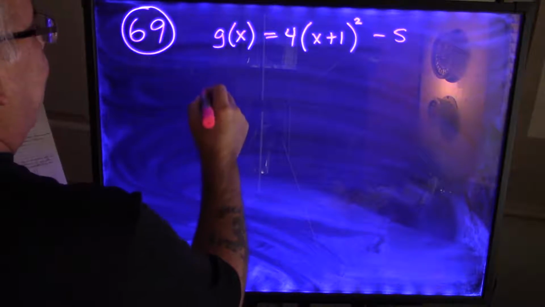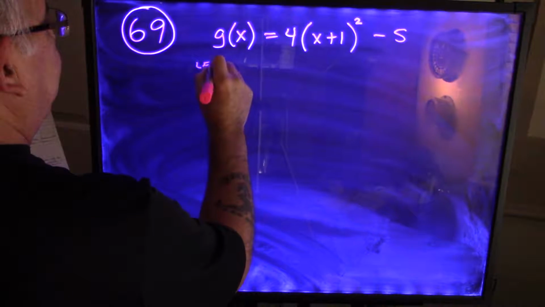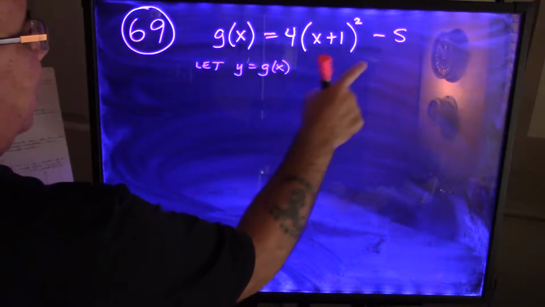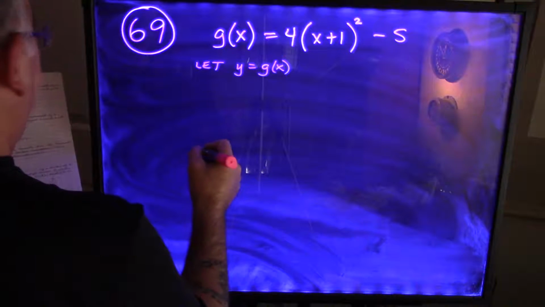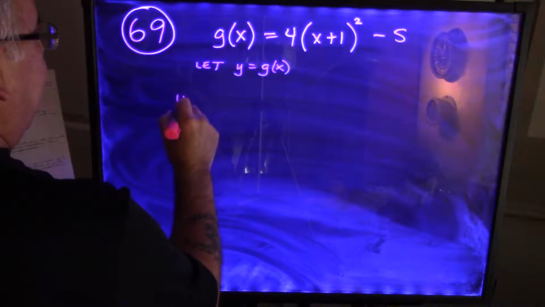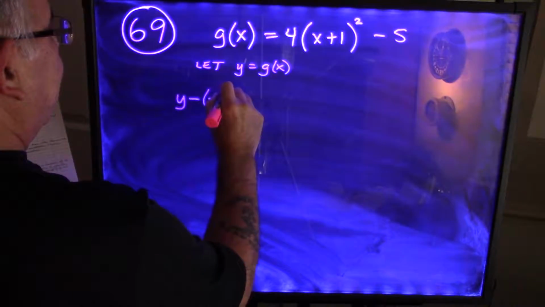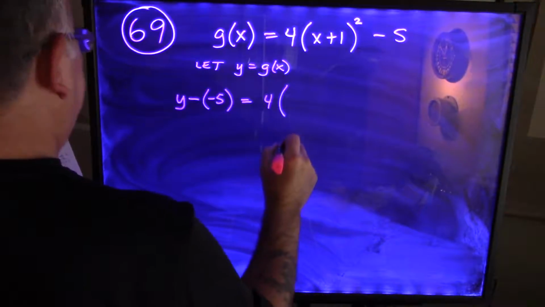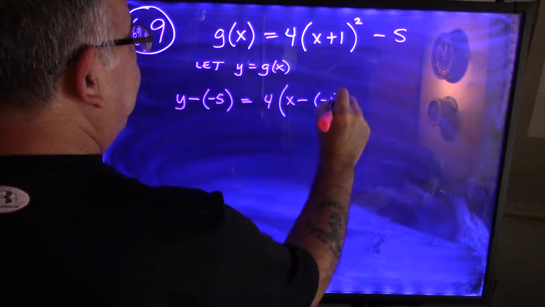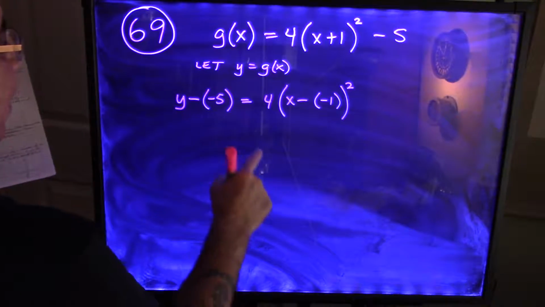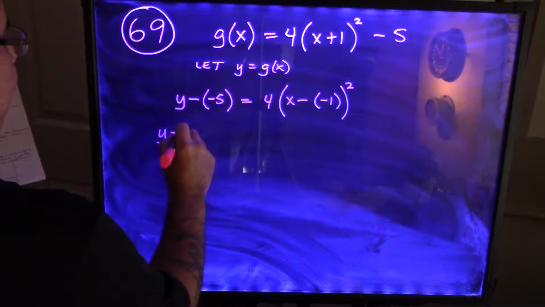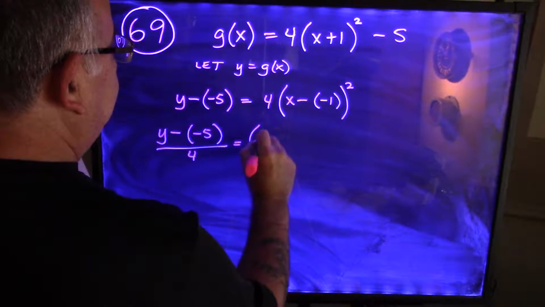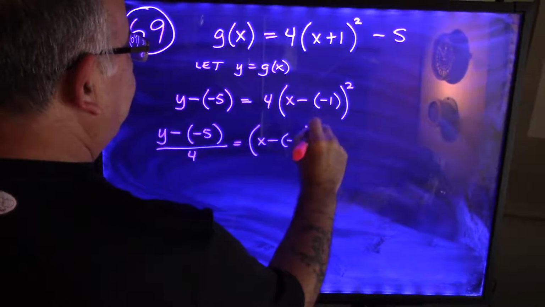I'm going to look at this as being y equals g of x. Let y equal g of x. So now I'm going to add 5 to both sides. All right. So you've got y, I want to get it in the right format, y minus negative 5 equals 4, and then you write that as x minus a negative 1. So there's our format to help us see what's going on. And then divide both sides by 4. So you've got y minus negative 5 over 4 equals x minus negative 1 quantity squared, like that.